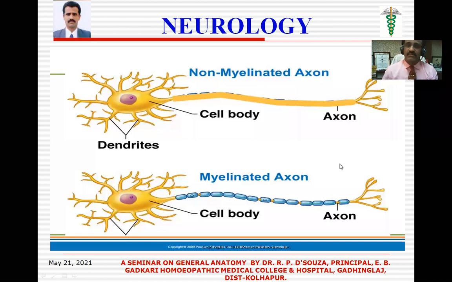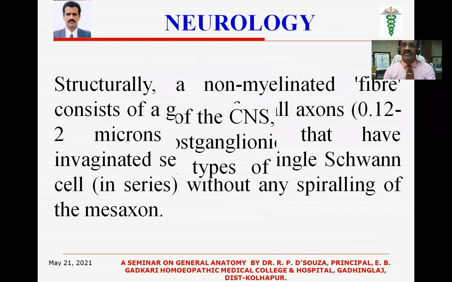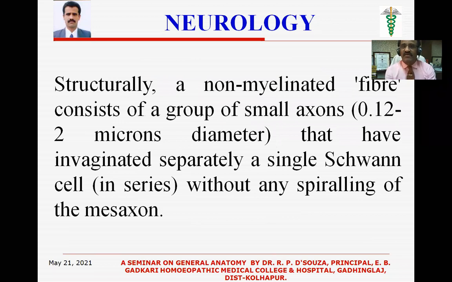What do we have next now? Next are non-myelinated fibers, the opposite of that. Non-myelinated fibers comprise the smaller axons of the central nervous system, in addition to peripheral postganglionic autonomic fibers, several types of fine sensory fibers, and the olfactory nerve, etc. Structurally, a non-myelinated fiber consists of a group of small axons, of size 0.1 to 2 microns diameter, that are invaginated separately by a single Schwann cell without any spiraling of the mesaxon.